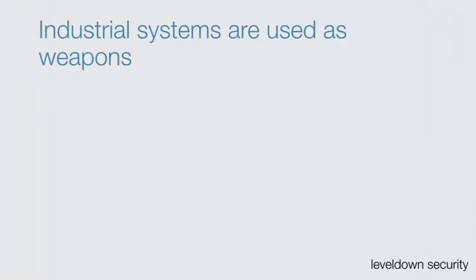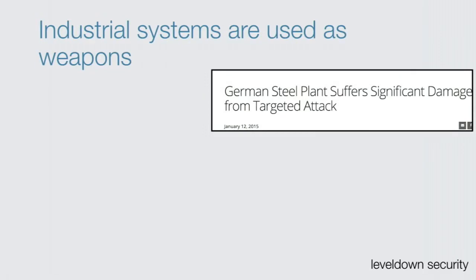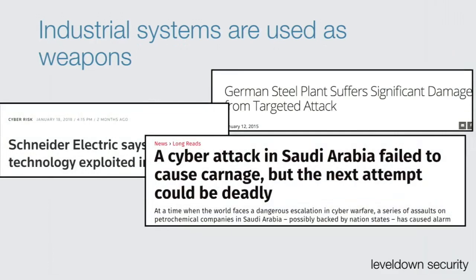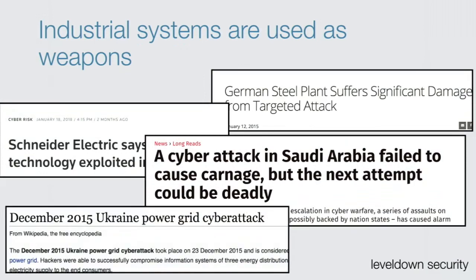Also, industrial systems are used as weapons nowadays, so we really need to look at securing these devices. So we have attacks on steel plants in Germany. We have a cyber attack on a Saudi Arabian petrol plant, which almost caused it to explode and was actively used to cause harm, basically. We were lucky that the exploit was not working. And we also have active attacks on the power grid. So for example, the Ukraine power grid attack in December 2015 was conducted using one of the devices I'll be talking about today.